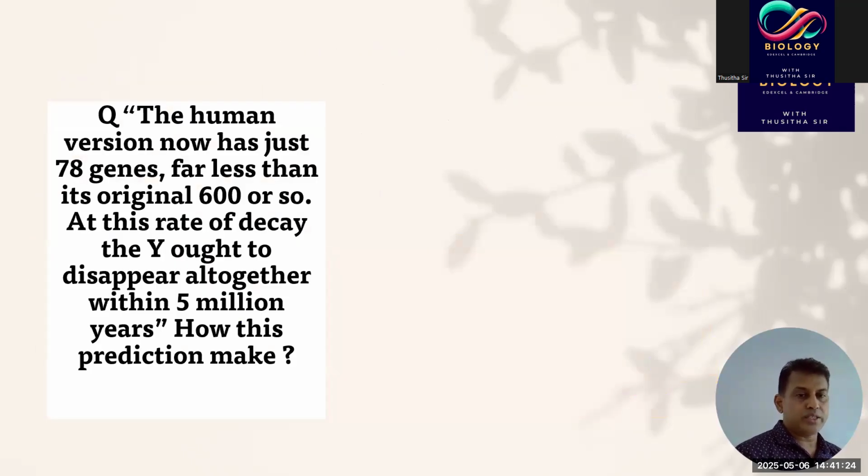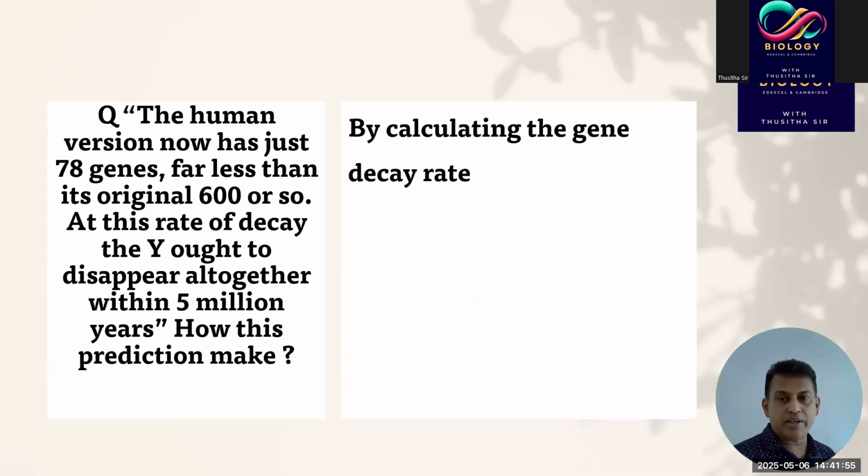So, the question: the human version now has 78 genes, far less than its original 600 or so. At this rate of decay, the Y ought to disappear altogether within 5 million years. How was this prediction made? The prediction was made by calculating the gene decay. They checked gene decay from the beginning, how many genes were lost over time, and made a rate. Then they applied the same rate to the future to calculate the complete loss of the Y chromosome.